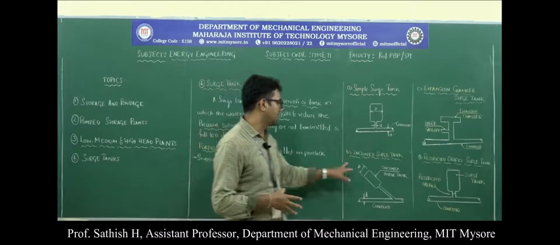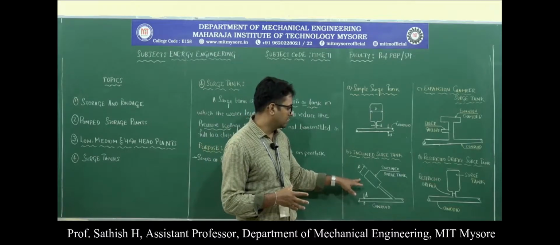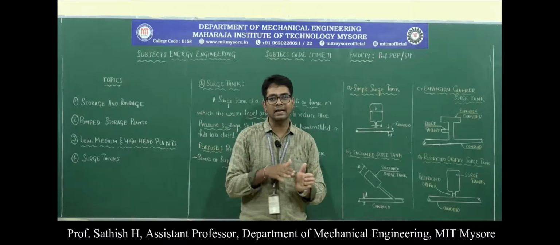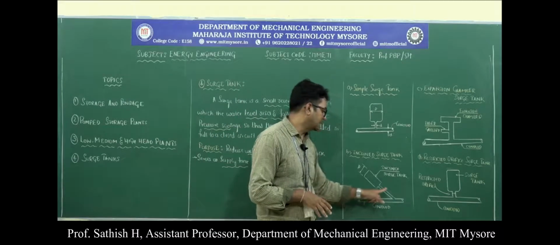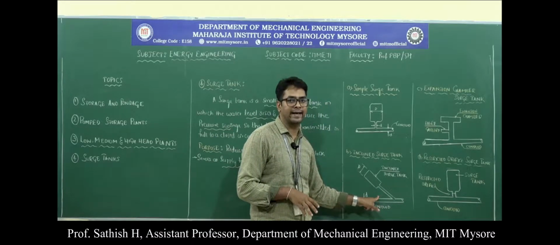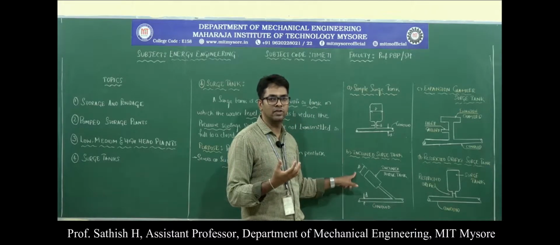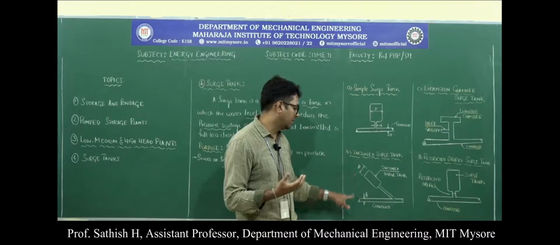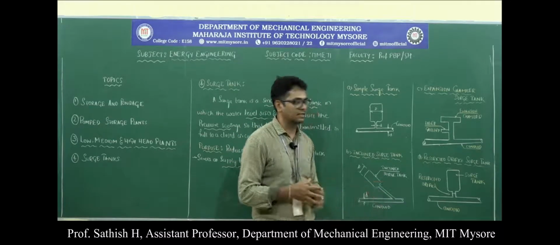Coming to the next, the inclined surge tank. If you look at this sketch here, it is inclined to the conduit pipe. This is a conduit pipe. It is at some inclination, or at an angle, to the conduit pipe. This is also cylindrical in shape. The diameter is capital D, and the conduit diameter is small d. This is an inclined surge tank.